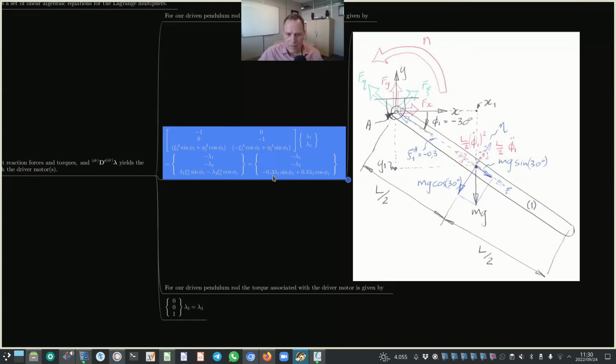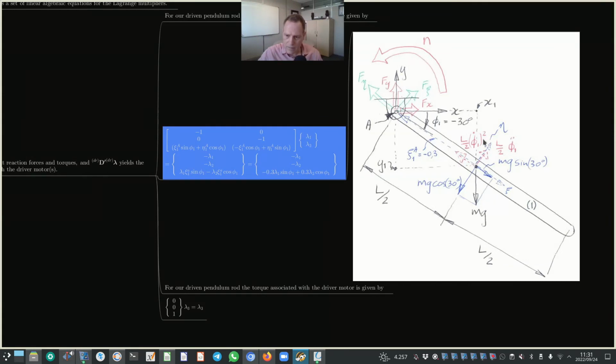If you look at this term here, the couple is minus 0,3 times lambda 1, which we know is the force, but in the negative direction, times sine of phi 1.